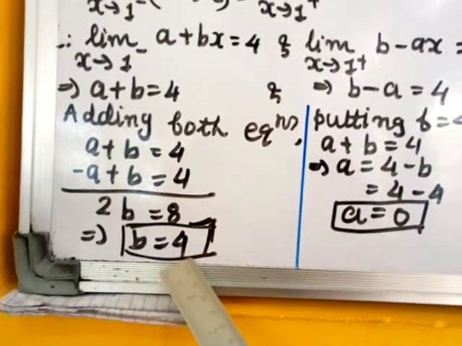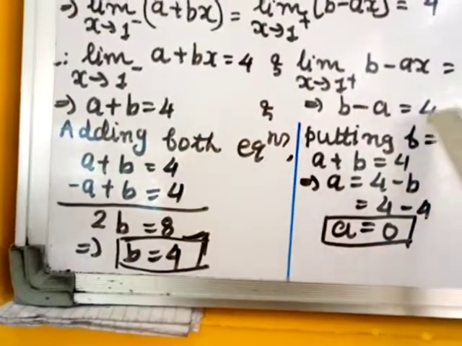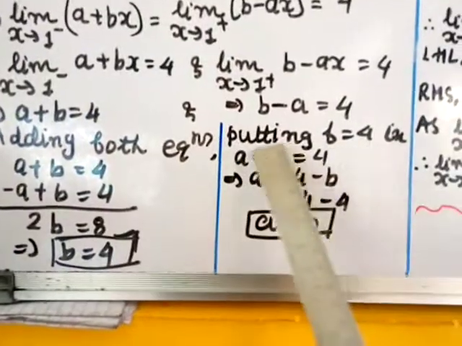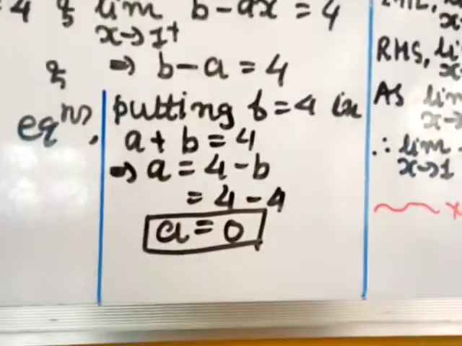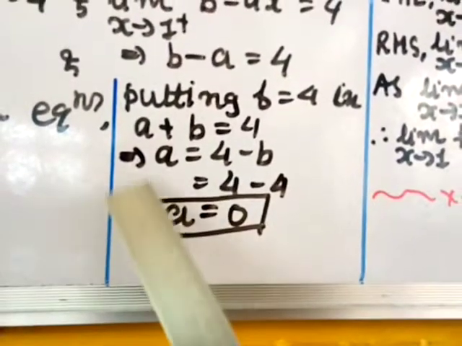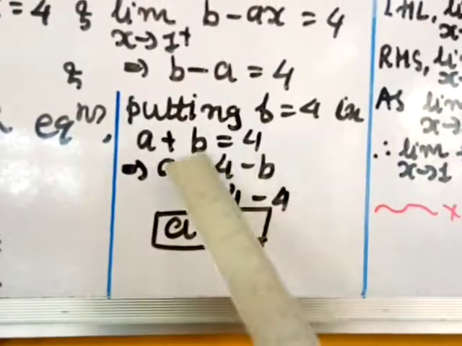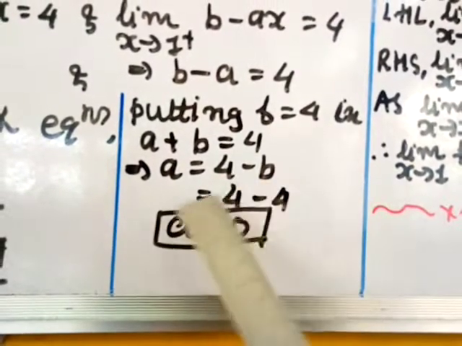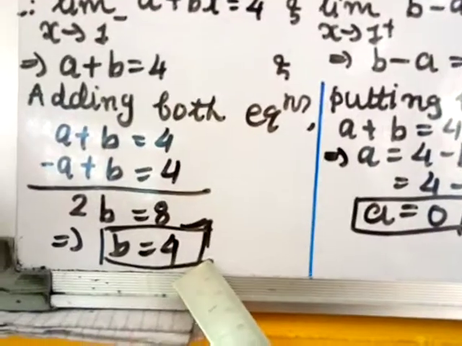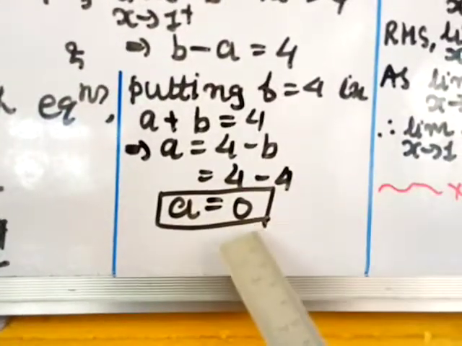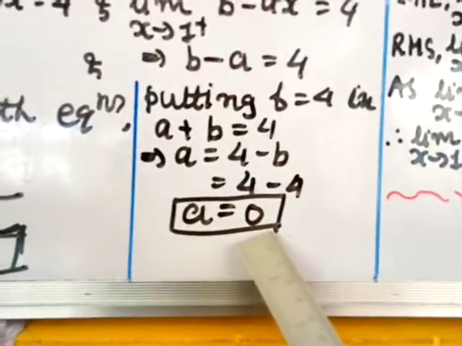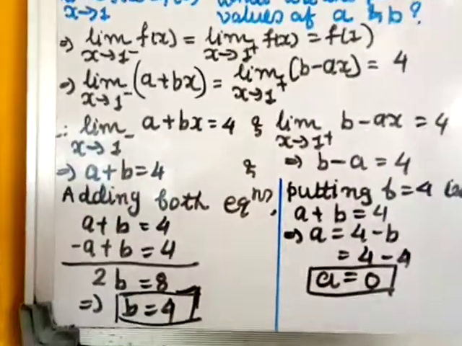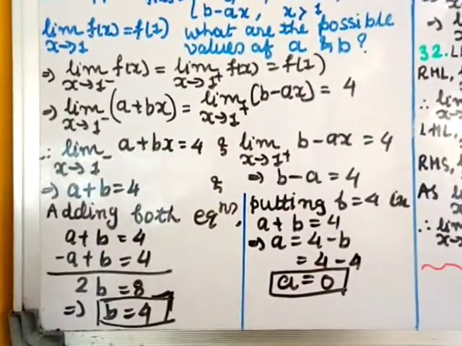Now put this value of b in any of these equations. I am putting it in this equation: putting b equal to 4 in a plus b equal to 4. So a equal to 4, b transfer over here, so minus b: 4 minus b value we found, 4. So put here 4. So 4 minus 4 is 0. So a value is 0 and b value is 4. So that is the solution for question number 28.